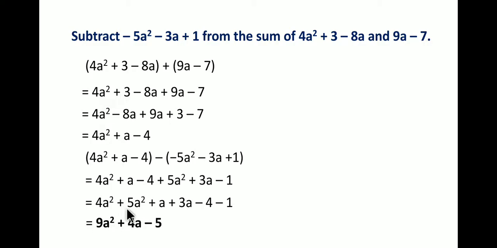Now 4a squared plus 5a squared, being the same signs, we add. So it becomes 9a squared. Plus a plus 3a, same signs we add, so it's 4a. Minus 4 and minus 1, same signs again, 4 and 1 is 5, and minus comes as it is, because of the same signs we retain the same sign even after adding. So 9a squared plus 4a minus 5 is the answer.